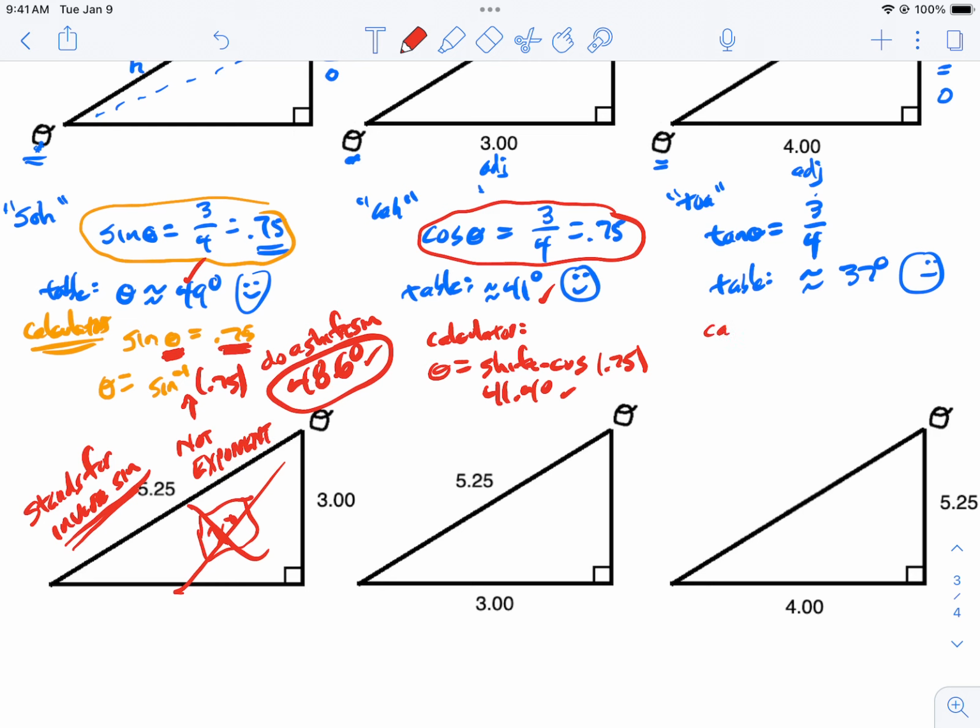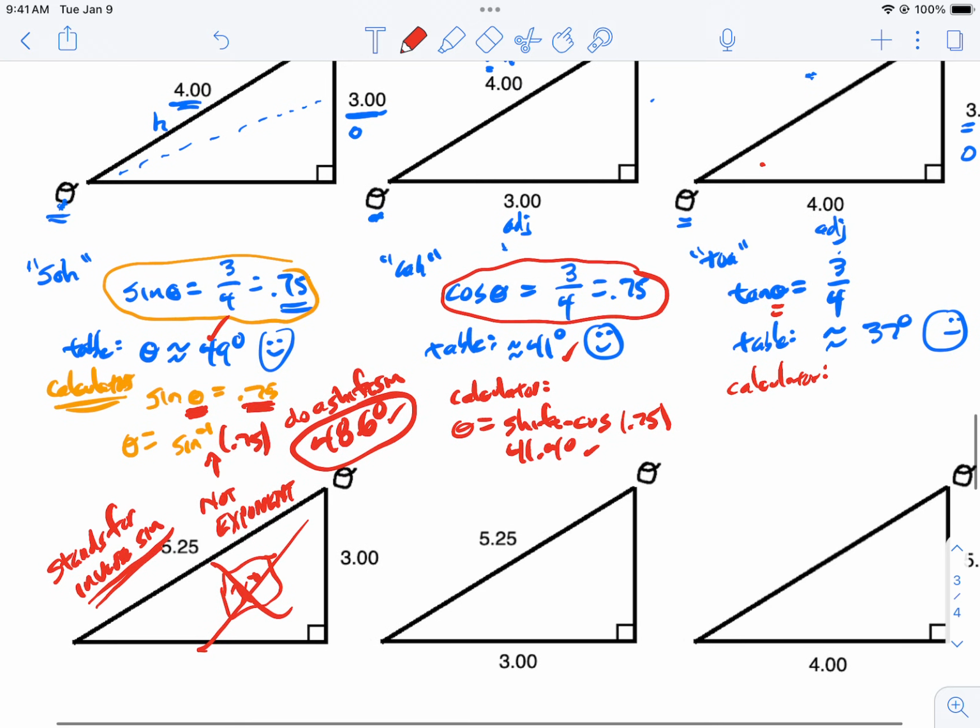And then here, calculator, can you guess what you would do? Because theta is unknown, we don't want to take the tangent of 3/4. If I did take the tangent of 3/4, it's going to be crazy. Watch this, I just did it. The tangent of 3/4 is 0.013. Does that look like a 0.013 degree angle to you? No way. So you know you must have done something wrong.